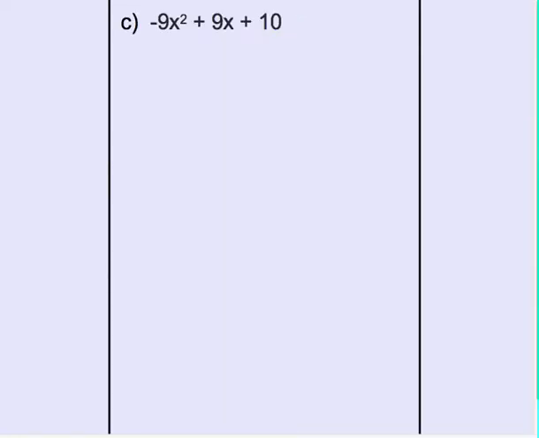One more AC method example. This time we do have a GCF. We have a GCF of -1 because we always want that lead coefficient to be positive. It just makes our factoring life so much easier. So I'm going to factor out that negative and then set up my T-chart for the AC method.